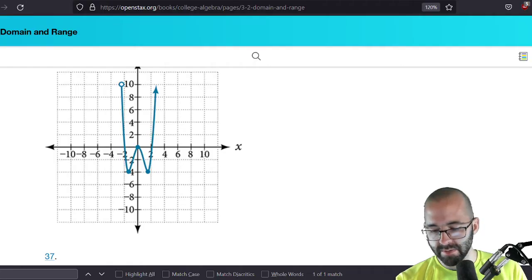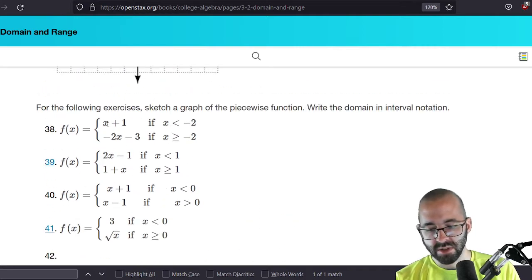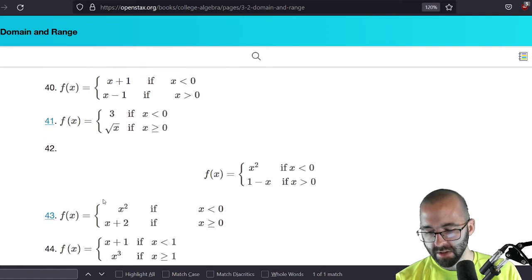Do problem number 40. Sketch a graph of the piecewise function and write the domain in interval notation. Okay, we're going to use Desmos for number 40. Sketch a graph, write the domain in interval notation. So it's x plus 1 for negative x and x minus 1 for positive x.